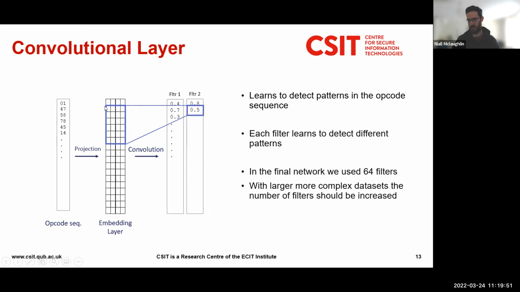And all of this is learned by the network. We don't have to tell it to look for a certain pattern. It learns how to do that for itself. In our final network, we use 64 filters. Probably that's because our data set wasn't that big. If you had a bigger data set, you can just use more filters and you get the ability to match more patterns, basically.